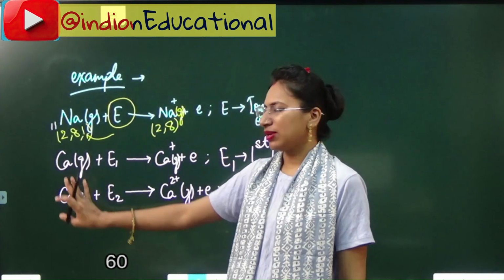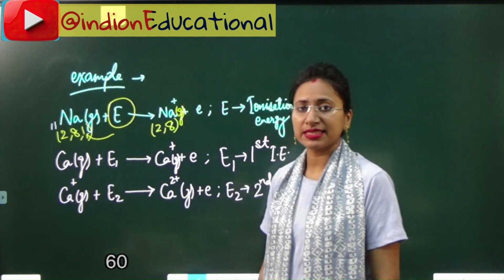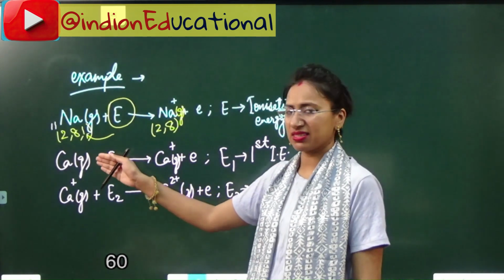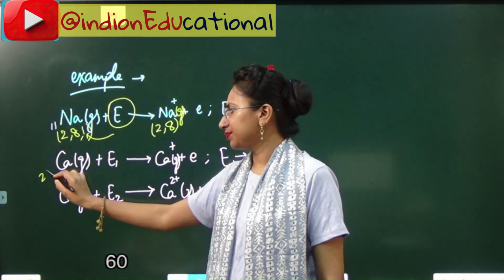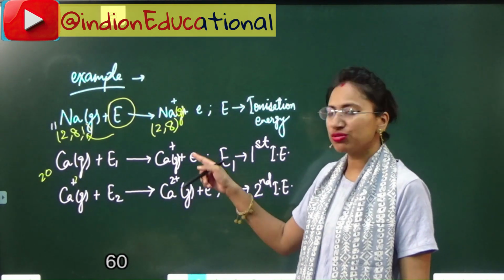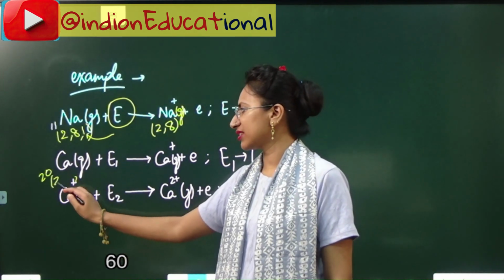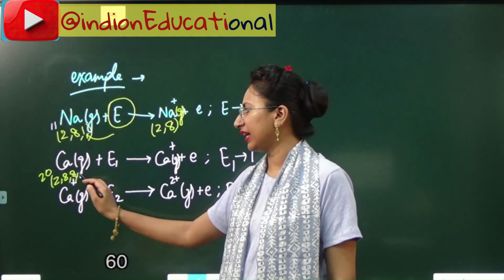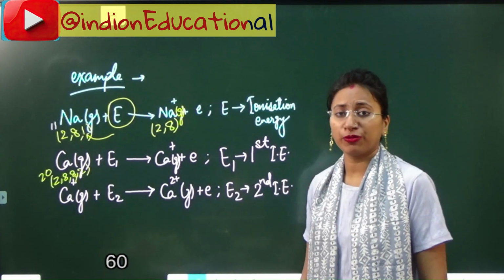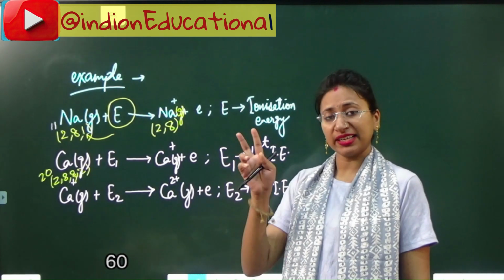Now let us check the calcium atom. Calcium atom also we have taken in gaseous state, an isolated gaseous atom in ground state. Now we are providing some energy. At a point of time, we need to take out one electron at a time, so we have two steps here. Calcium has atomic number 20, and its electronic configuration is 2, 8, 8 and 2. Principal quantum number n equals 4 has 2 electrons. That is the outermost shell and it has 2 electrons.